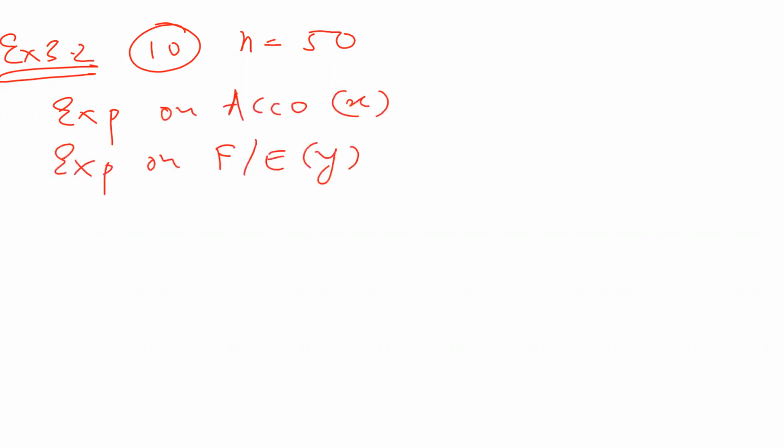Expenditure on food and entertainment is Y. Okay, we need to write what is X and Y. If it is mentioned in the problem, always mention what is X and Y. Okay, now some other information is also given to us.